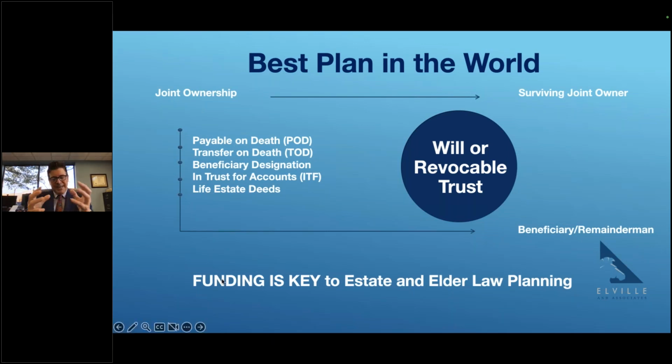We want to plan, we want to design the documents, but we have to make sure that the assets are flowing. And we would call that funding the plan or asset aligning the plan. So those two steps are generally the key steps in estate planning.